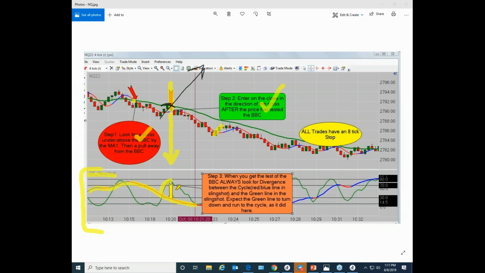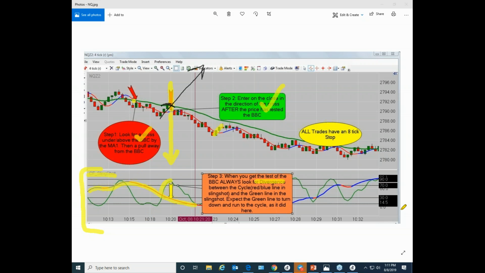What's important is the space that's being created here in the middle between the cycle and the green line. That is the divergence or the separation that Michael is talking about. Basically, the trade setup is all down here. I'm going to show you why.